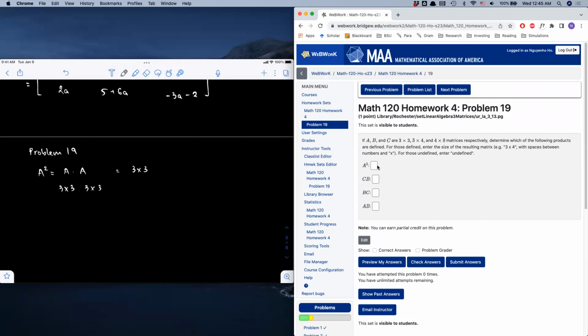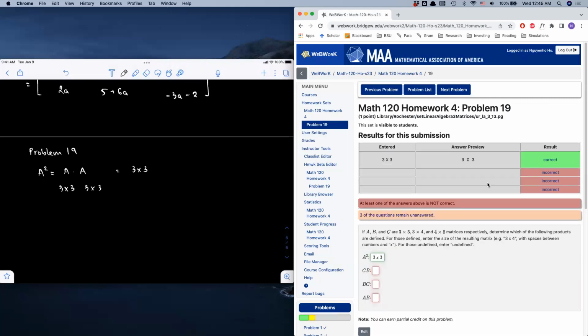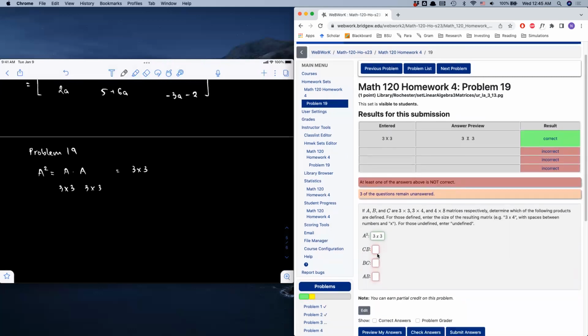Right. So let's enter the result here. For those defined, enter the size of the resulting matrix, for example a 3 by 4, with spaces between numbers and the x. So 3 space x space 3. So let's see if it's working. Okay, so that works. That's the notation that they asked us to use.